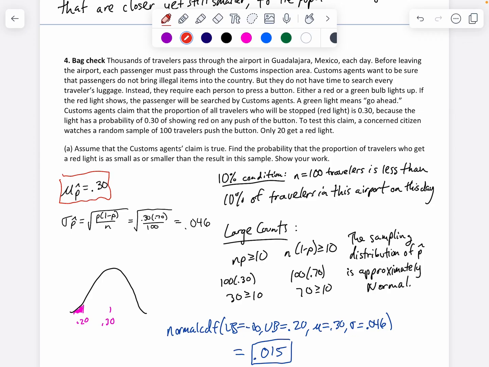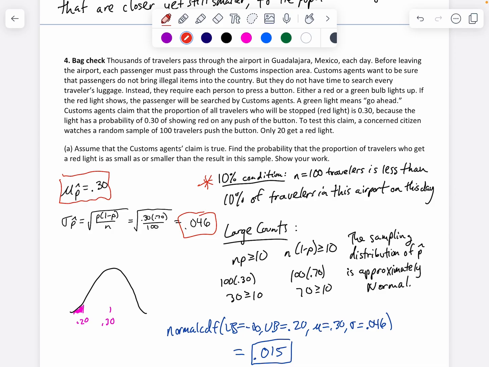Standard deviation would change because we're taking 100 people at a time, right? But remember, the 10% condition needs to be checked. 100 travelers is definitely less than 10% of travelers in probably any airport on any given day. Okay, so it's good. So we now have a standard deviation we can use.